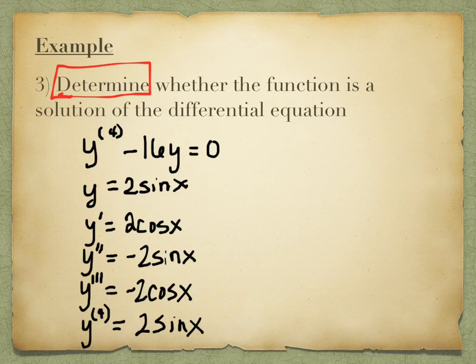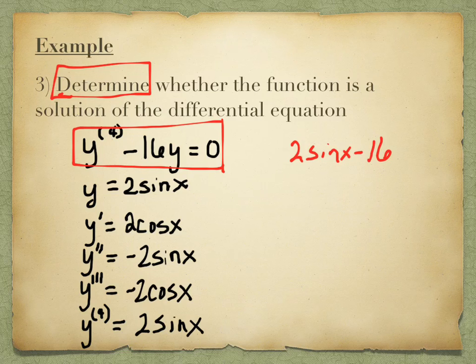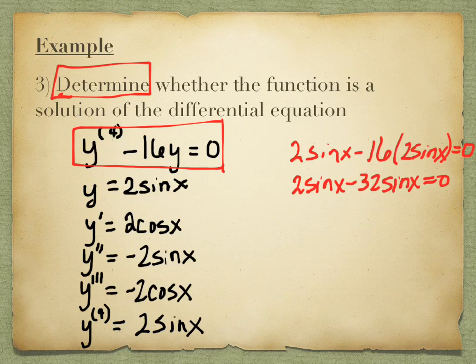Okay. All right, so we're supposed to use this differential equation now. So I take the y to the 4th that I just found, which was 2 sine of x, minus 16, and I take the y that I was originally given, which was 2 sine of x, and I want to know if this equals 0. What does the left-hand side equal? And what is 2 sine x minus 32 sine x? Negative 30 sine x. And while there are places where this is going to equal 0, does it always equal 0? No, this does not always work.